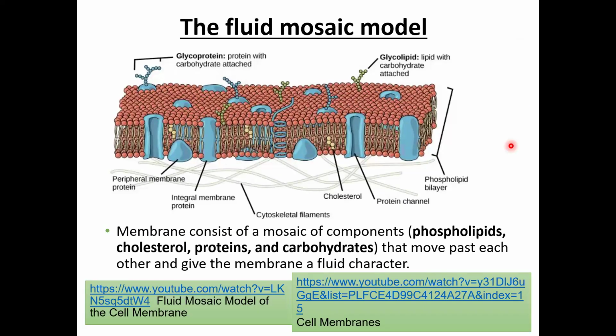And all these stability ideas led towards the idea of how the membrane itself is set up. And this aspect is called the fluid mosaic model. It basically just states that the membrane itself is composed of a mosaic of components, including phospholipids, cholesterol, proteins, and carbohydrates that move past each other and give the membrane a more fluid character, where it's not too fluid that it melts, or too rigid that it ends up breaking with one movement.